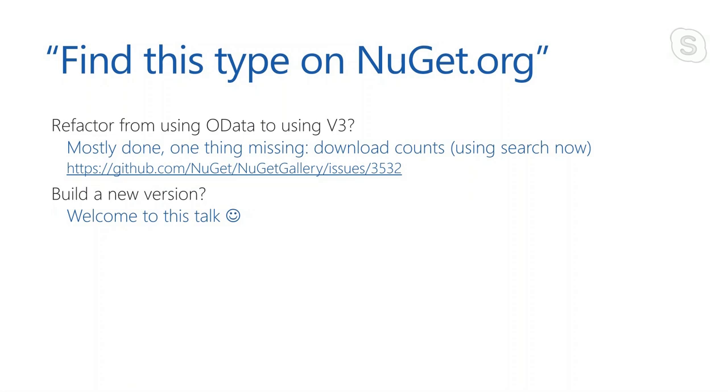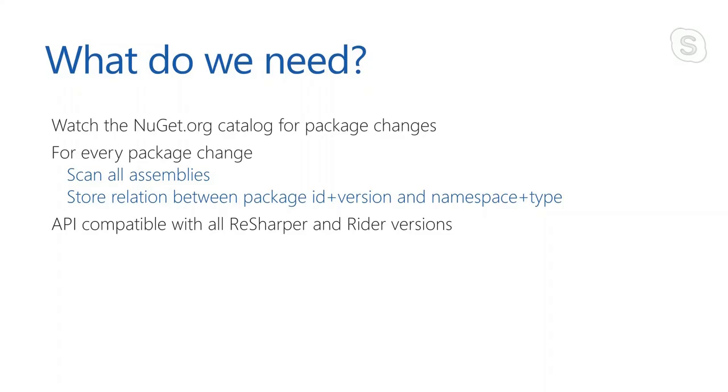Now, we were also thinking, okay, this thing is still running on cloud services. Maybe we should build a new version of this thing that makes use of the V3 protocol and makes use of this catalog to fetch its data. And that's going to be the remainder of this talk. So let's build a new version.